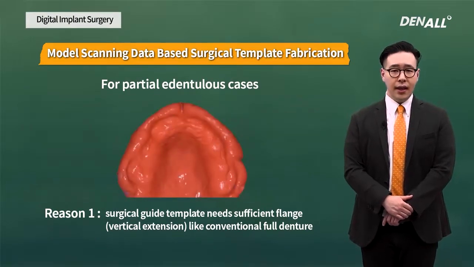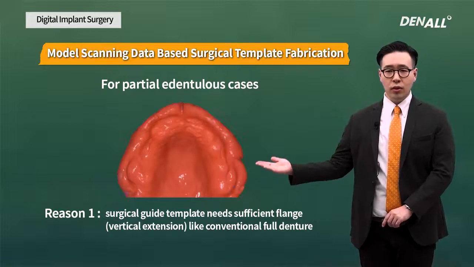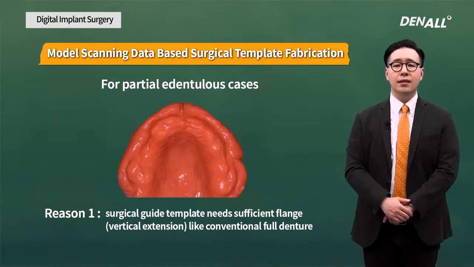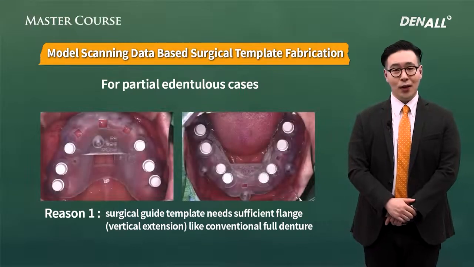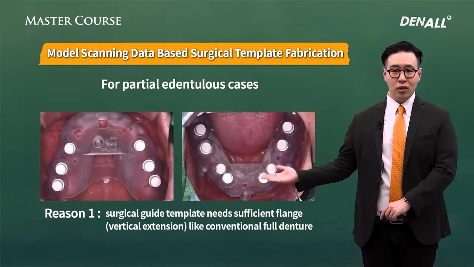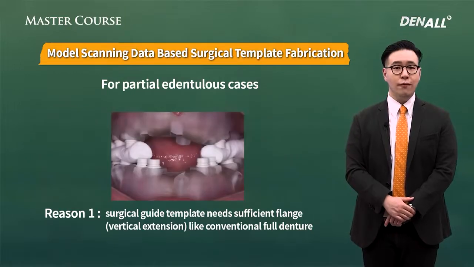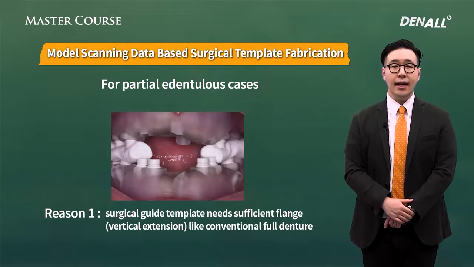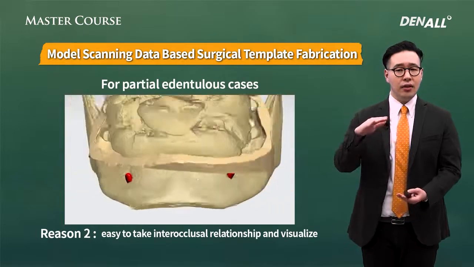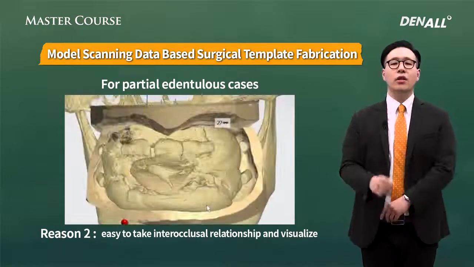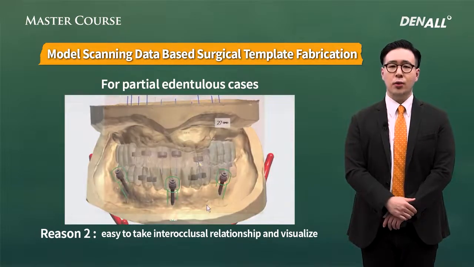Here, impression taking is required because the information can be acquired through border molding. Here, the surgical guide template is made in this way with a sufficient flange, so sitting on the residual alveolar bone is stable. The second reason is interjaw relation. That means the vertical dimension from the CR range can be easily acquired.